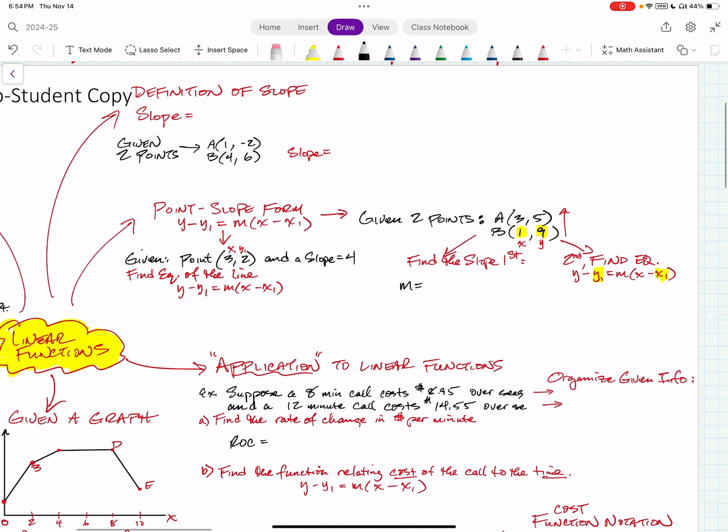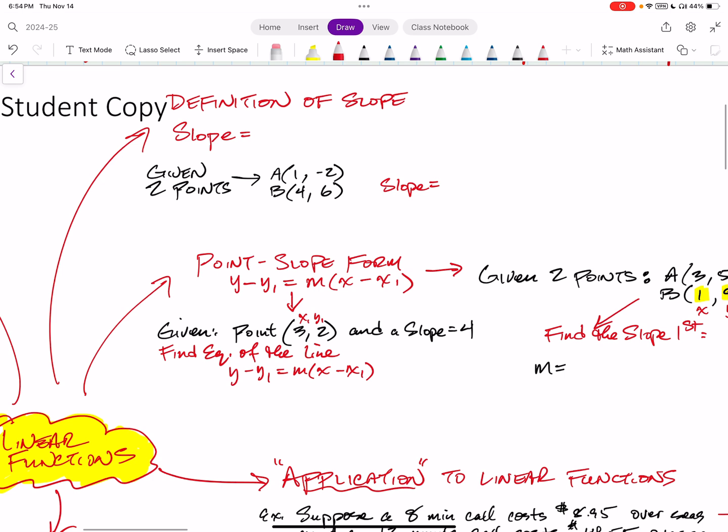Okay, so here we go. Let's talk about the definition of slope first. Let's put this in red right through here. So we have the change in y, divided by change in x. That is symbolized by delta y divided by delta x.